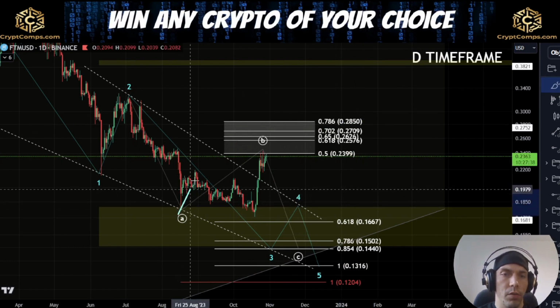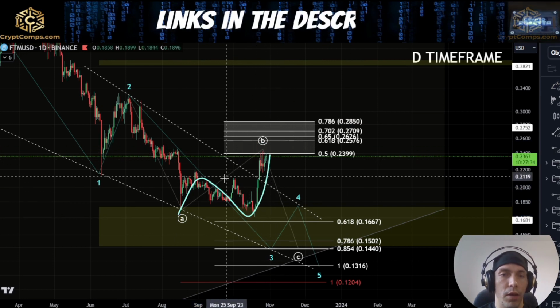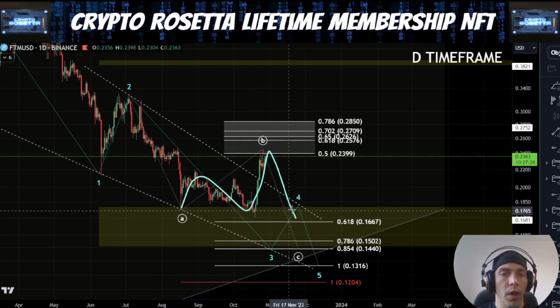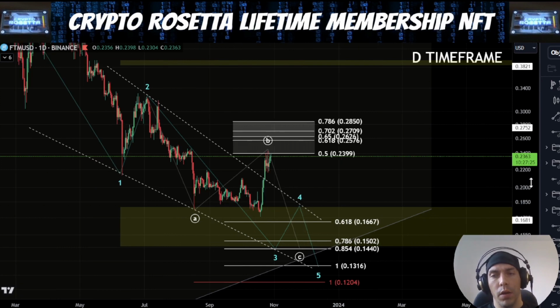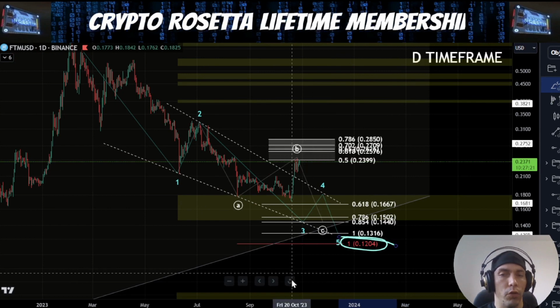Now, within this idea, what we'd be saying is that this is a flat, so this is going to be very important. If we do have this as a flat, what we would then be expecting is price to come back down and sweep this low. And if we are looking for the potential of this being a diagonal, we are not allowed to cross this 1204.